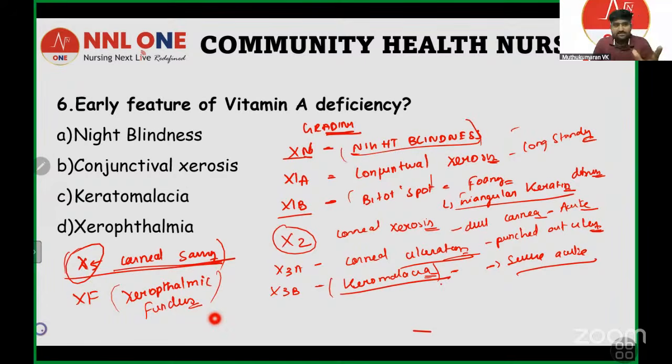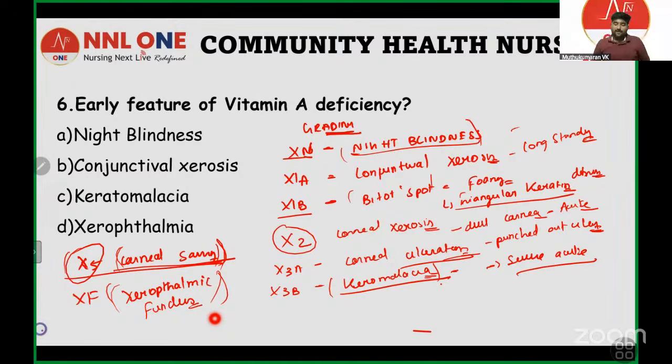Okay, what is the complication? If they ask about complication, the end is blindness. If they're asking irreversible, then it is corneal scarring. If they're asking which is the consequence of keratomalacia, that is also corneal scarring. If they're asking about xerophthalmic fundus, then it is due to chronic deficiency of vitamin A.